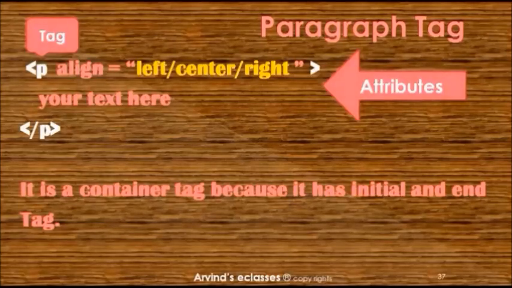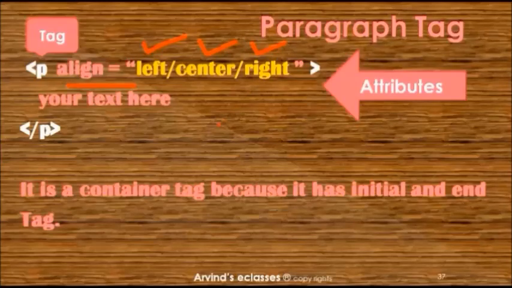Now I think you have understood about your paragraph tag, as it has the align attribute which has 3 values, left, center and right, that give a look of a paragraph to your web page, and your content looks more presentable. And another thing, it is a container tag. Don't forget it. A tag which has an initial tag as well as an end tag is called a container tag. And we always add attribute at the initial part of your tag.